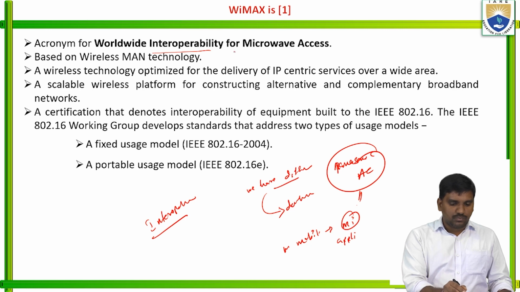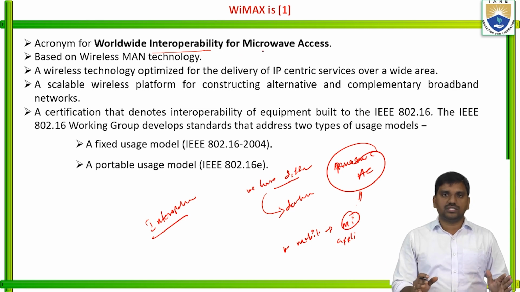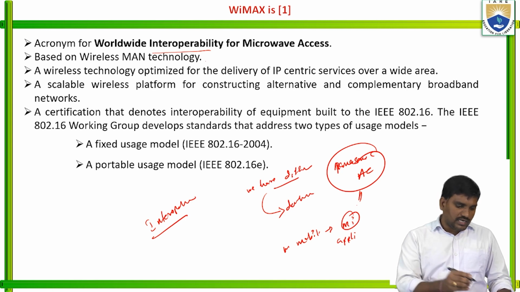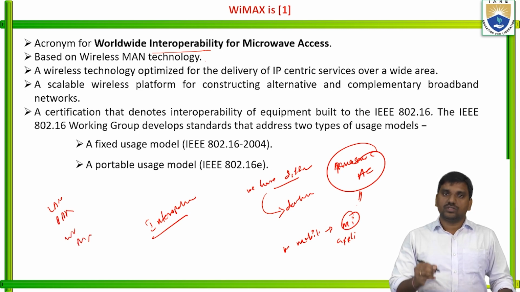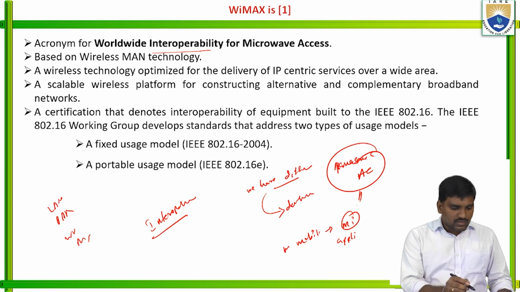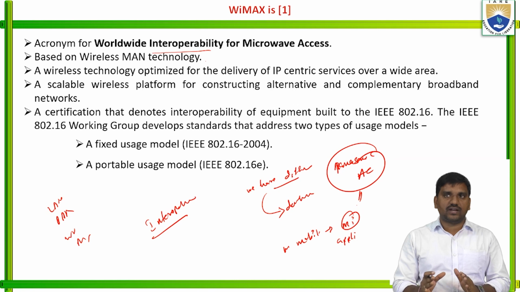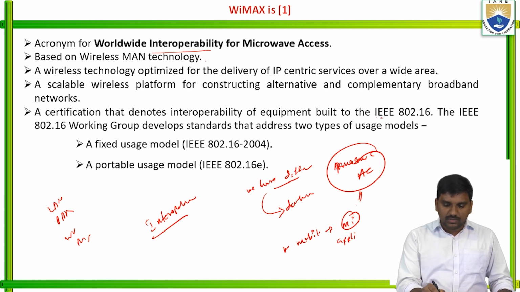So, Worldwide Interoperability for Microwave Access is the acronym for WiMAX. Next, it is based on wireless MAN technology, wireless metropolitan area network. Generally we have LAN, PAN, WMAN, MAN, different technologies. WiMAX belongs to wireless MAN technology. Next, it is a wireless technology optimized for delivery of IP-centric services over a wide area network. It is a scalable wireless platform for constructing alternative and complementary broadband networks. The last one, a certification that denotes interoperability of equipment built to IEEE 802.16.